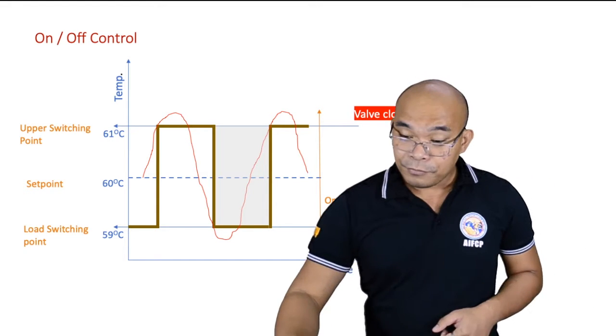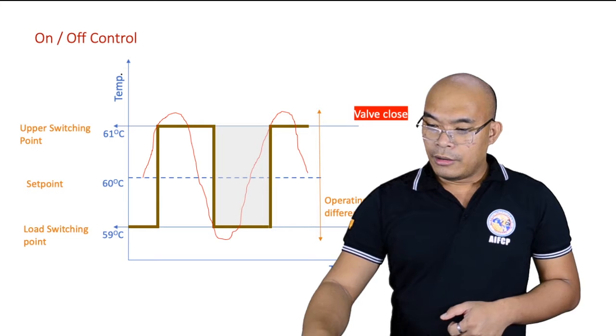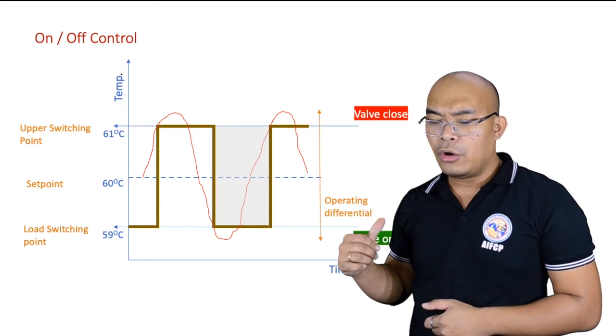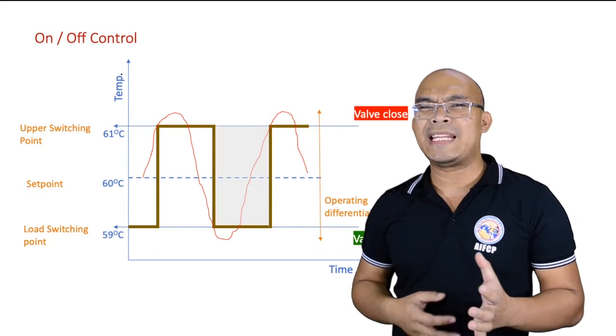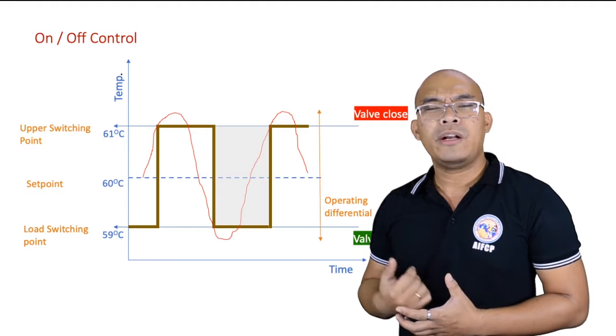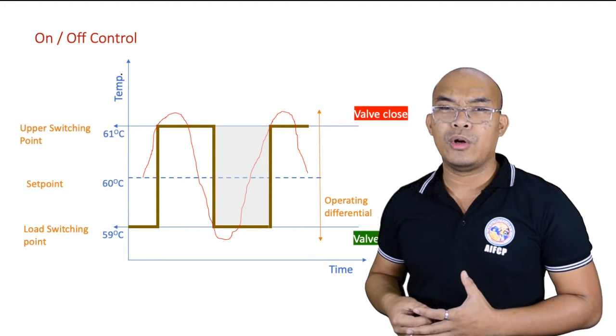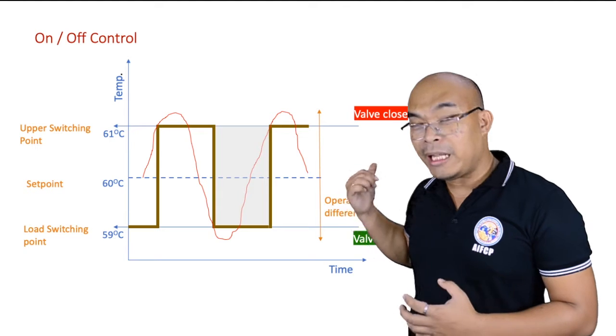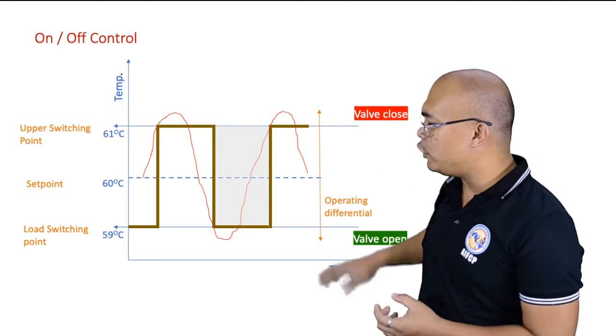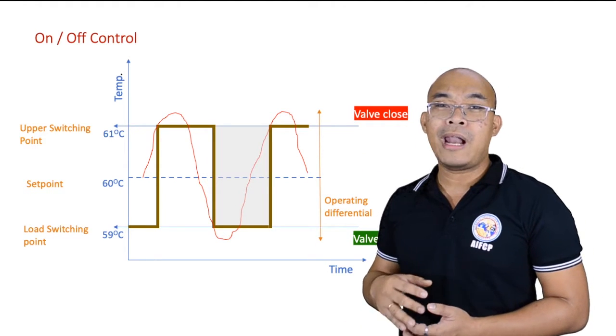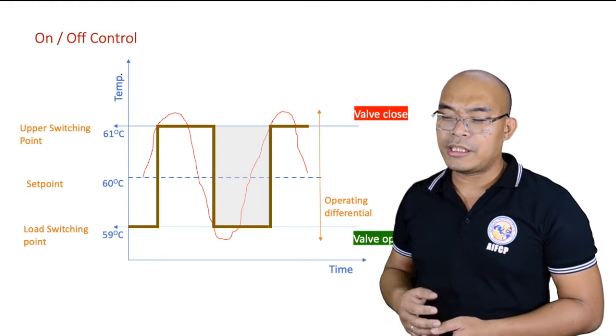Okay? Yan. So the major, although this on-off control is very simple, yun yung advantage niya. One of the disadvantages of this type of control action is the operating differential. Itong operating differential, yung distance nito might fall outside the tolerance required by the process.